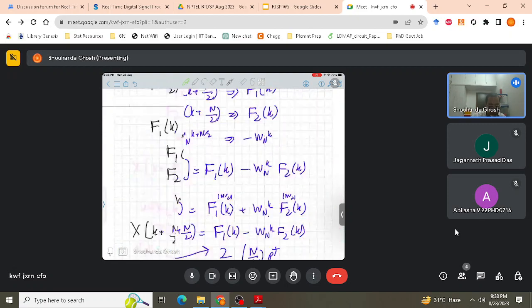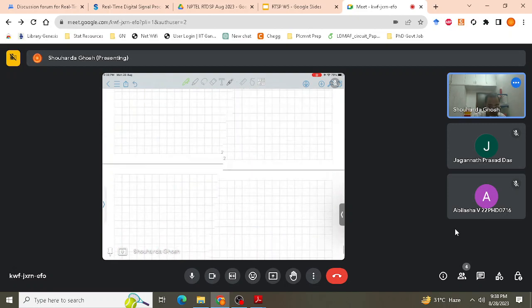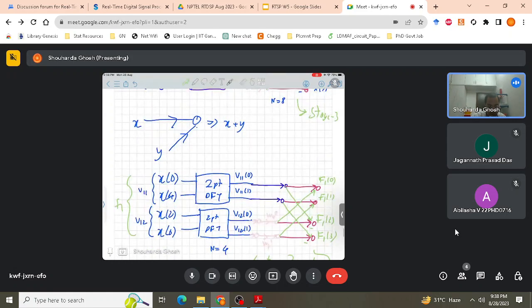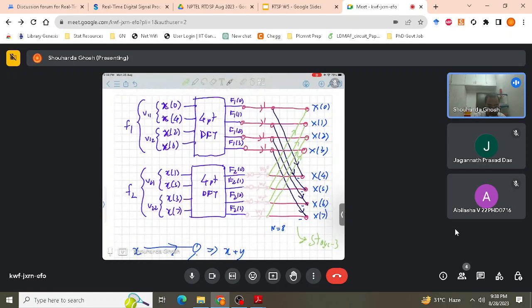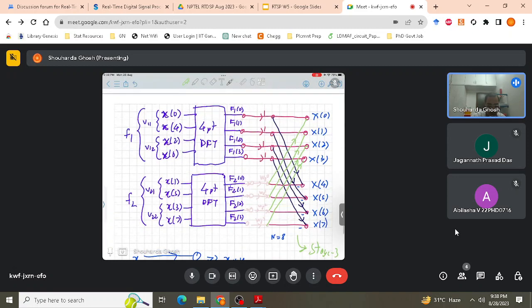Why was it called decimation in time? Because we were breaking the sequences in the time domain. And you see the order of x of 0 in bit system, 3 bits. How do you write 0? 0 0 0. How do you write 4? 1 0 0. How do you write 2? 0 1 0. How do you write 6? 1 1 0. How do you write 1? 0 0 1. 5 is 1 0 1. 3 is 0 1 1. 7 is 1 1 1. How can you obtain this?